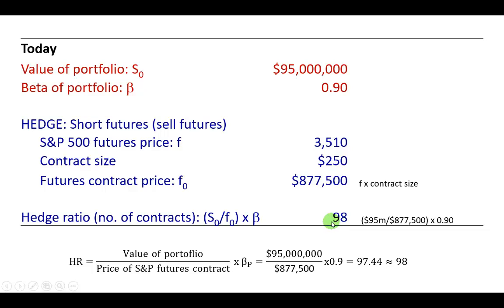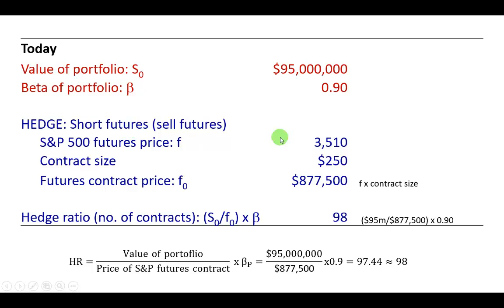So a quick example, say you're managing a portfolio valued currently at $95 million, and that portfolio's systematic risk, well, beta is 0.9, meaning that this portfolio is slightly less risky than that of the market. Now, afraid that things might go sour in the future in the stock market, you decide to sell futures in a short hedge.